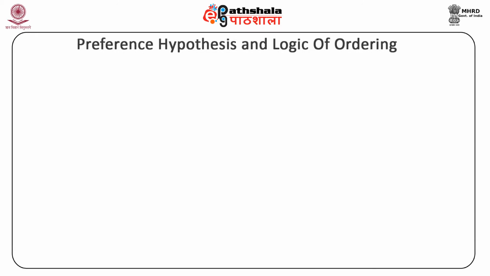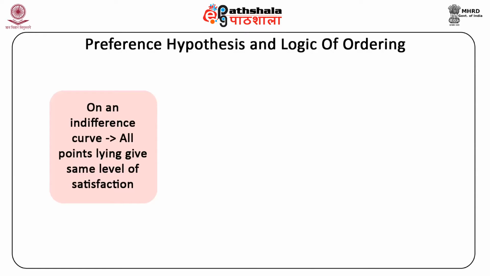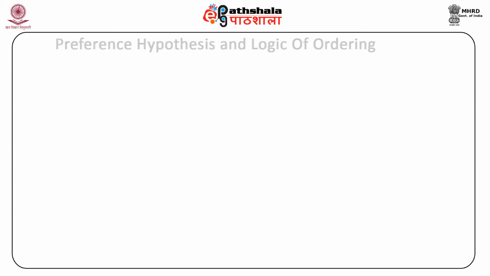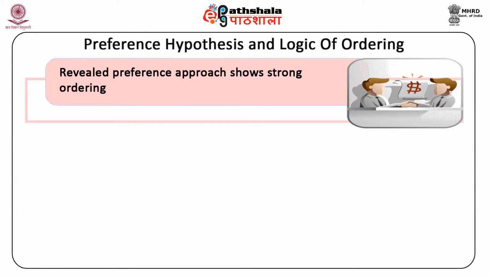We have seen that the consumer is indifferent on an indifference curve, as all the points lying on it give the same level of satisfaction. It implies that the indifference curve shows weak ordering, as all the points lying on it give the same level of satisfaction and hence occupy the same place in the order. On the other hand, the revealed preference approach shows strong ordering, as it assumes that any chosen combination reveals its preference for it over all the available alternative combinations.